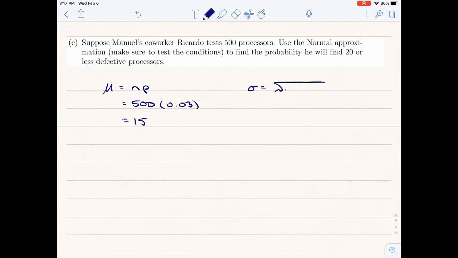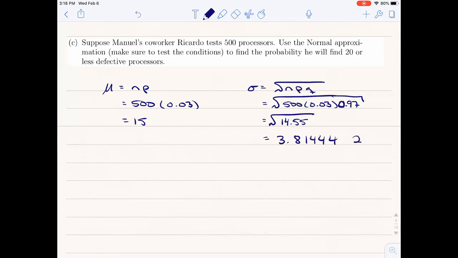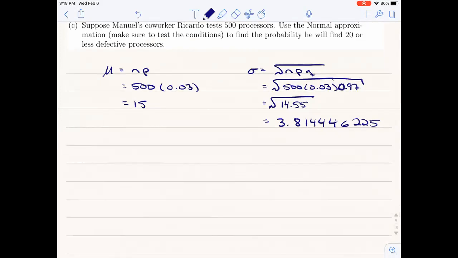Sigma is the square root of npq, where q is just 1 minus p, so we get the square root of 500 times 0.03 times 0.97, which is the square root of 14.55, which is 3.81444625. Okay. So now we know the mean and the standard deviation.